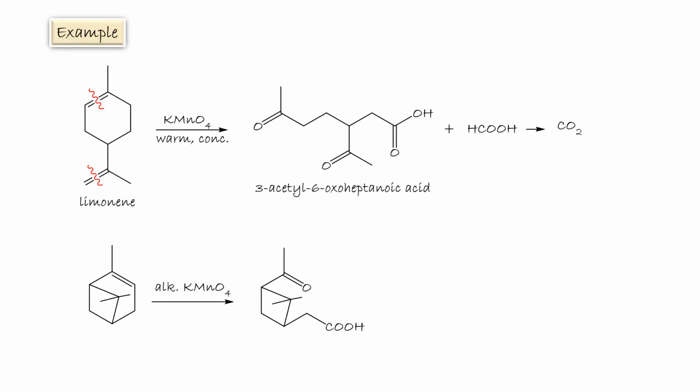As an example, limonene contains two double bonds. Well, this carbon has no hydrogen, and this carbon has one hydrogen. Here has no hydrogens, and here has two hydrogens. So we cleave in here. This will be double bond O, ketone, and this one will be carboxylic acid. Here will be ketone, and here will be formic acid, which further oxidizes to carbon dioxide and water.